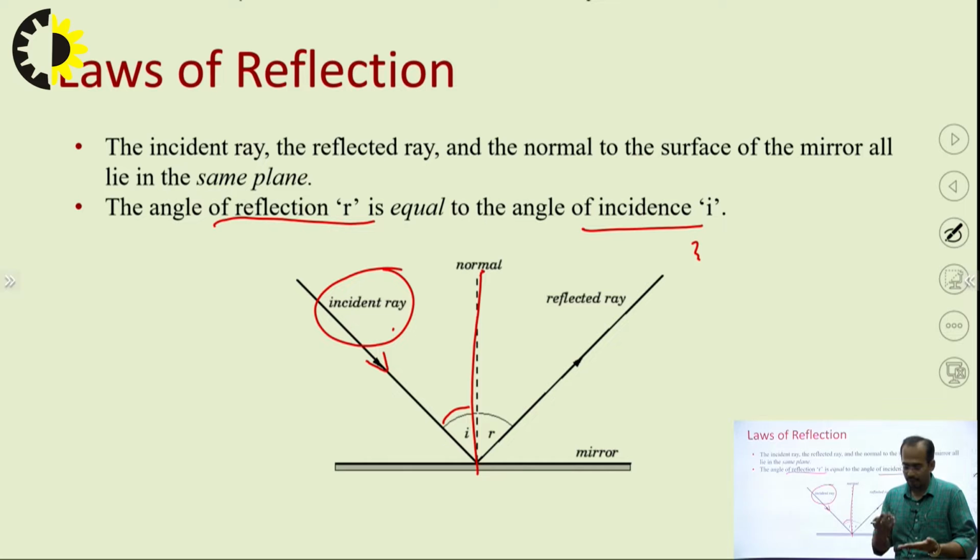same plane. If the planes are different, then you can't measure the incident angle and the reflected angle with respect to some reference. So, for making the reference the same, we have to take the plane mirror, the same plane.